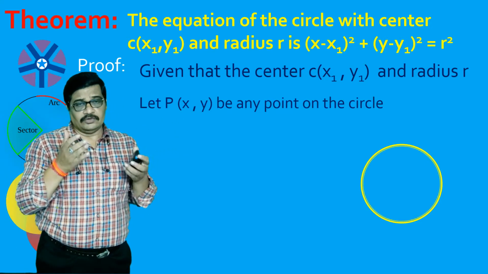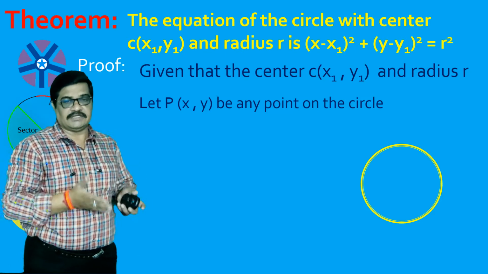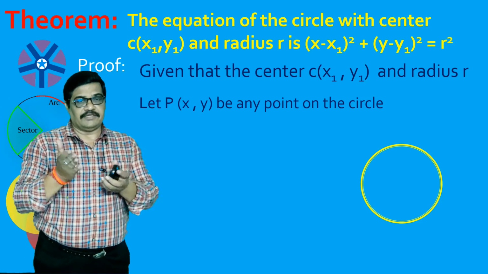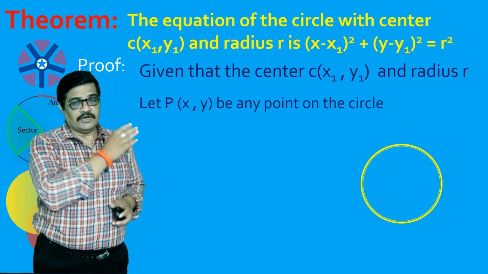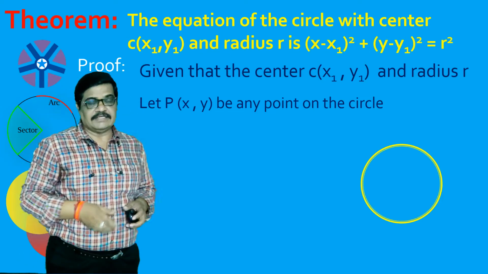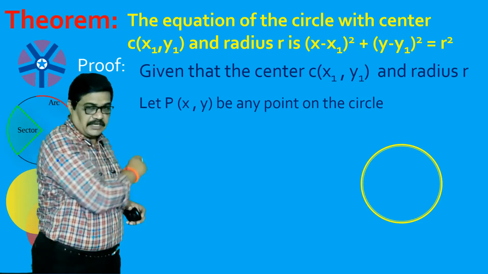Now we have to write the locus of P. That locus forms a circle. That is, the locus of P is our required equation of the circle. Now we take P(x, y) as a point on the circle. See the diagram, P is a point on the circle.